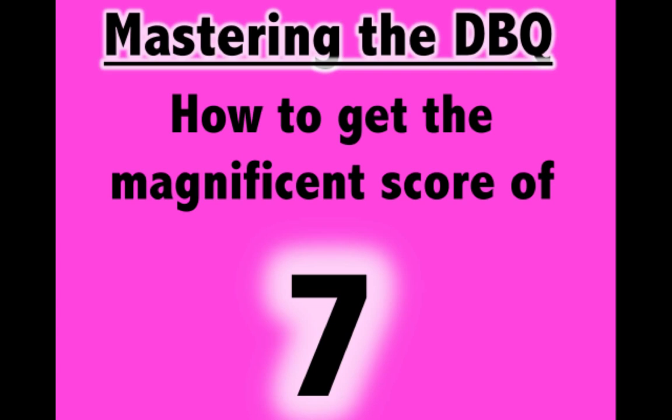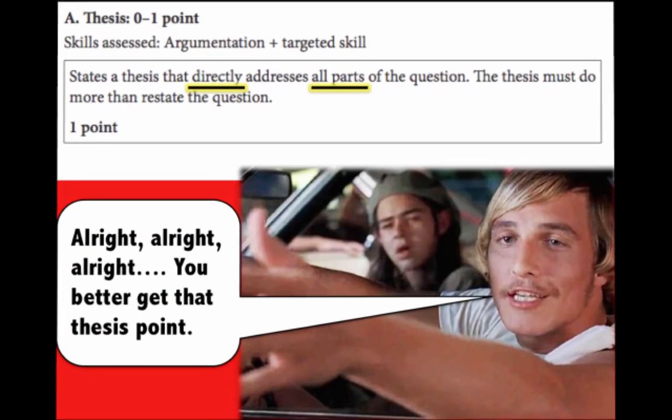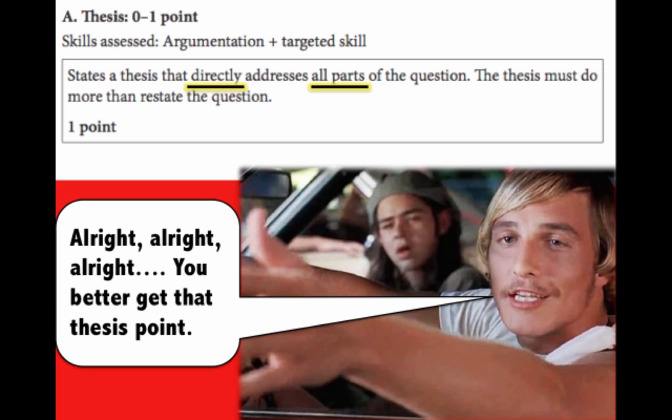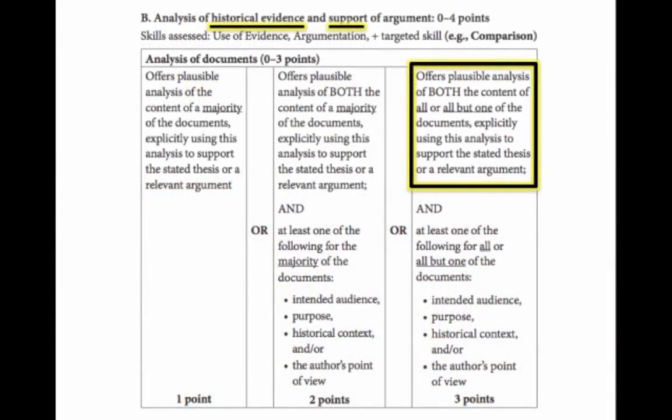And you already know number 1. Number 1's easy. To get that first point, all right, all right, all right. You'll get 1 point if you create a thesis that directly addresses all parts of the question. You do that, you have a solid thesis that's answering that, you're getting a point right there. How else do you get this? What can you prove, huh? Nothing. Where's your evidence, huh?